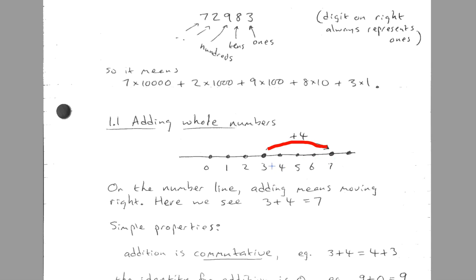Yeah, it's easy for whole numbers, but we'll see it's the same principle if you're adding fractions. So whenever you're adding, you just move the appropriate distance to the right. We'll see in a minute if you're subtracting, then you're going left.